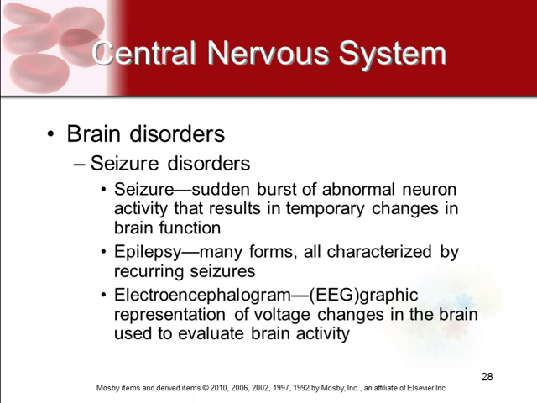And then we can have an EEG, which is how we measure the brain activity. That's an electroencephalogram. What that does is it actually measures the voltage changes in the brain to evaluate people's brain activities. And that will actually tell us if somebody's having seizures because there's a specific voltage pattern that shows up when somebody's having seizures.